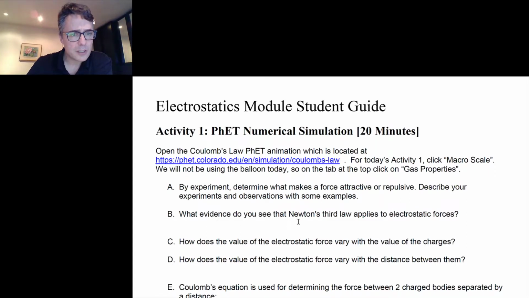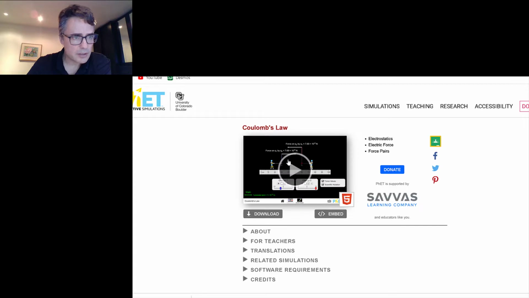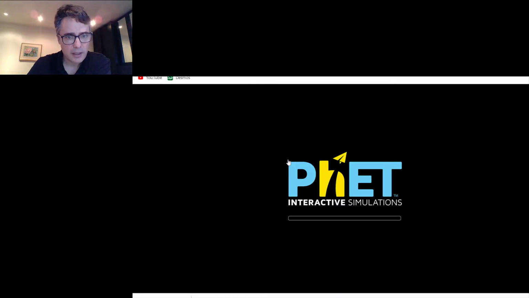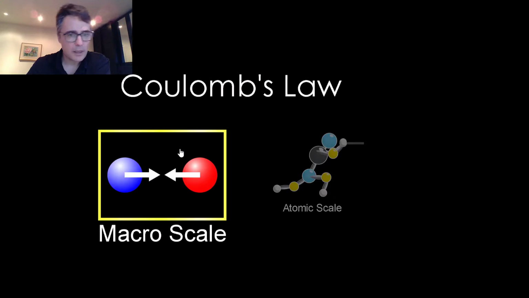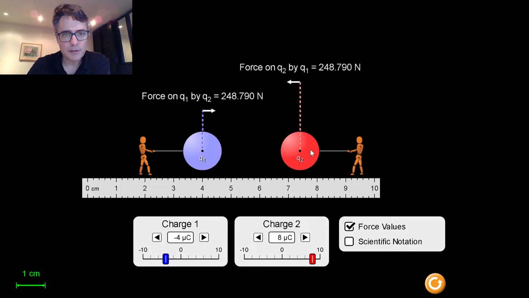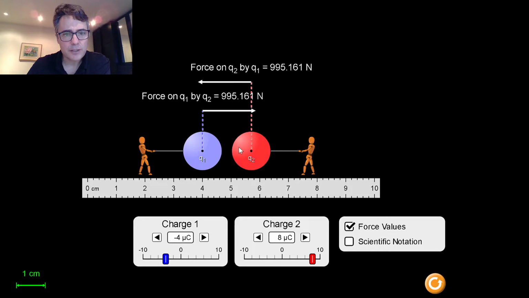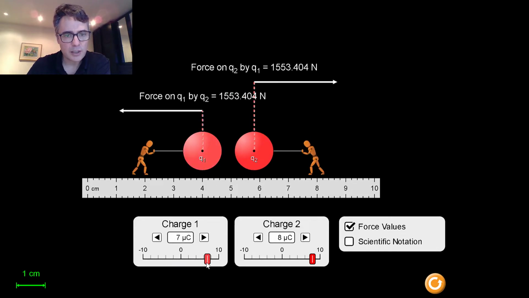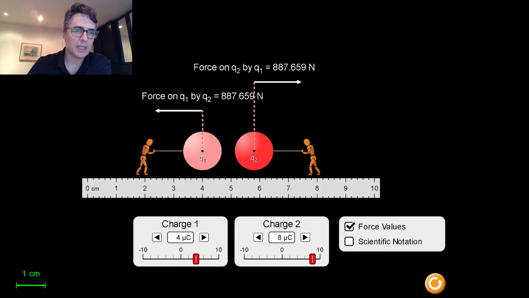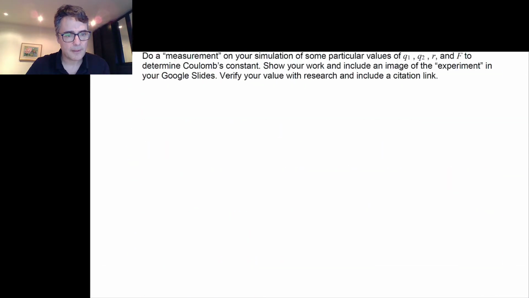So the first activity is another numerical simulation, which when you click on it, takes you to this PHY152 Colorado site. Then you'll click on macro scale, and you see these little guys, and you can move them different distances from each other, and you can find the distances by looking at this ruler. The forces are listed there. You can also change the charge on the objects and play around with that. There's a few questions to answer for that. That shouldn't take you more than 20 minutes.